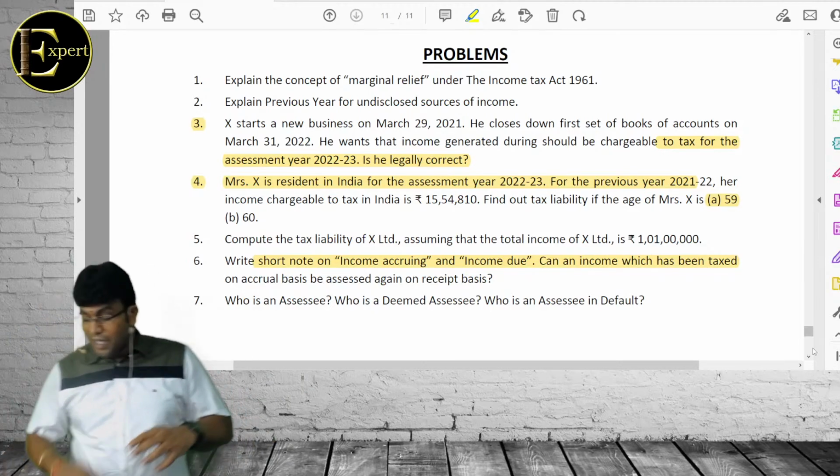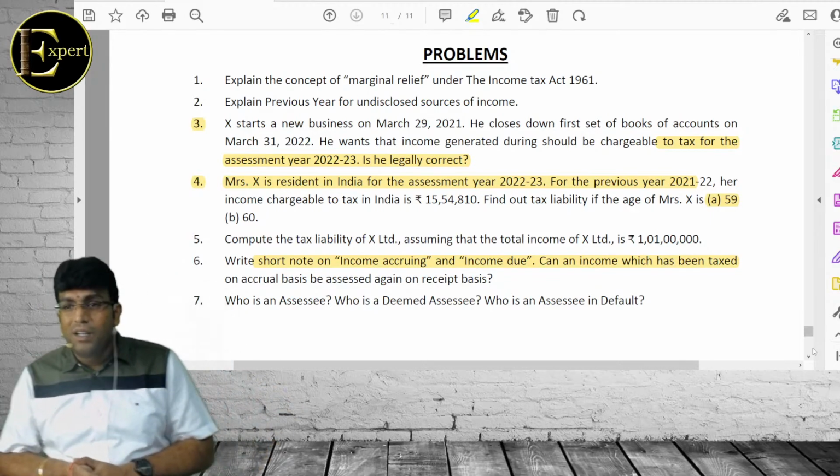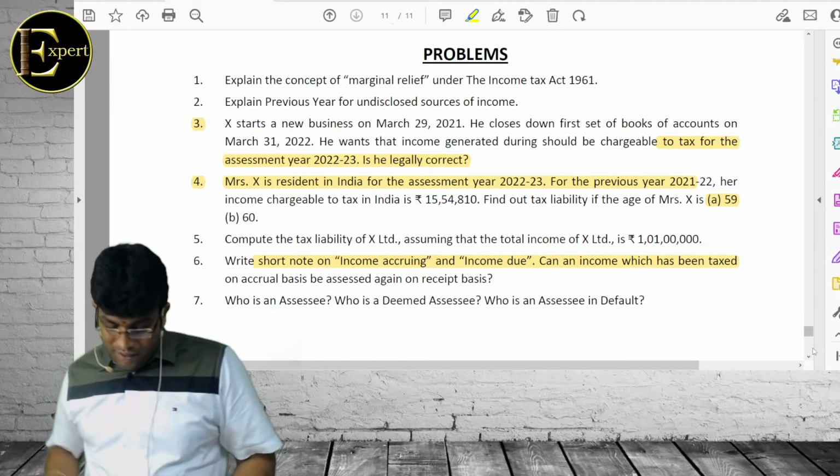Something like a Bharat Ratna title. Assessee in default. Clear beta? That's the end of story, my dear friends. Thank you.